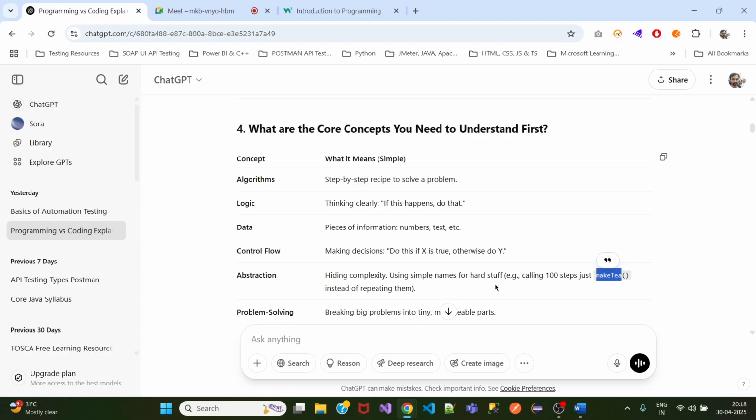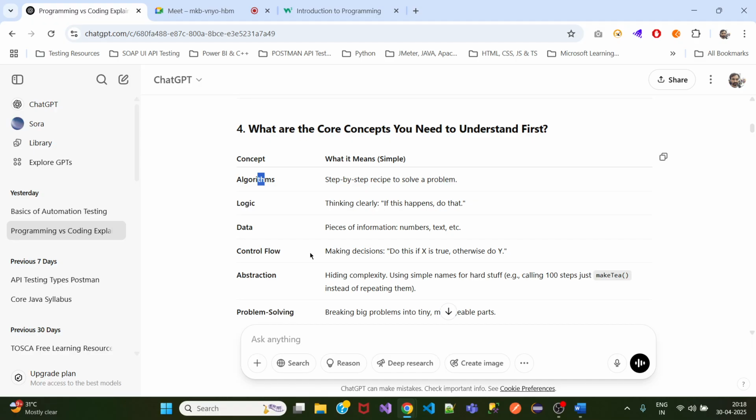So how are we making tea? As we have written in the last video, like turn on the gas cylinder, turn on the gas stove. Everything which we have written is a step by step recipe to solve a problem. That is where algorithms come into the picture. Once you know the algorithms, then you can jump into logic and you can use your data and control flow. So please do not ignore algorithms.